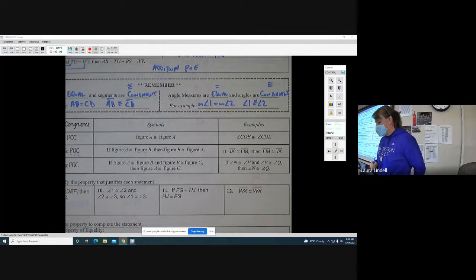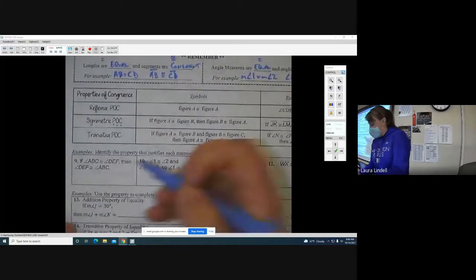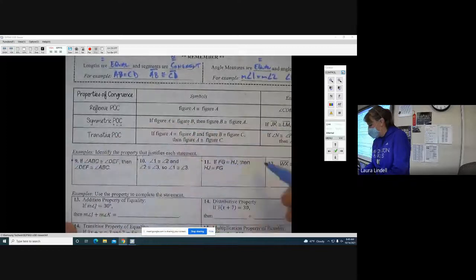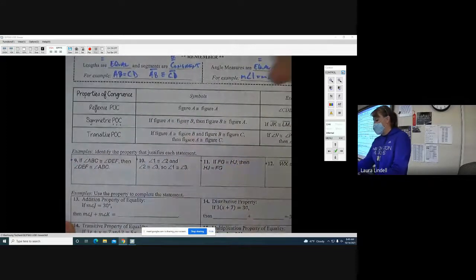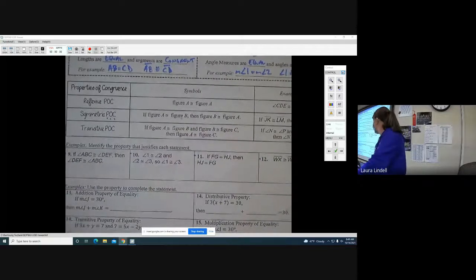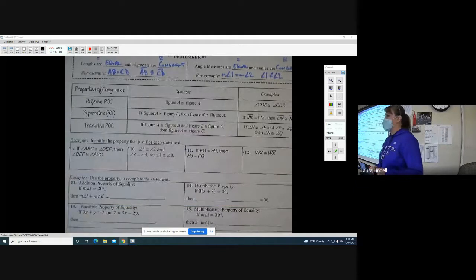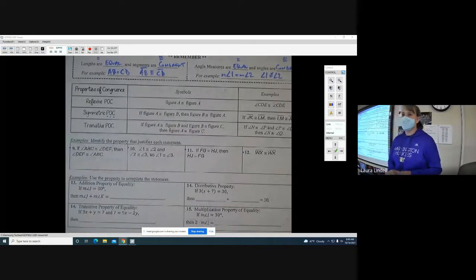Okay. So go ahead, try 9, 10, 11, and 12. They work the exact same way as that 3 through 9 worked. Go ahead and try those real quick. Put the property that goes with it. Remember, if it's a property of congruence, it needs a congruent symbol. If it's property of equality, it will have equal symbols involved.